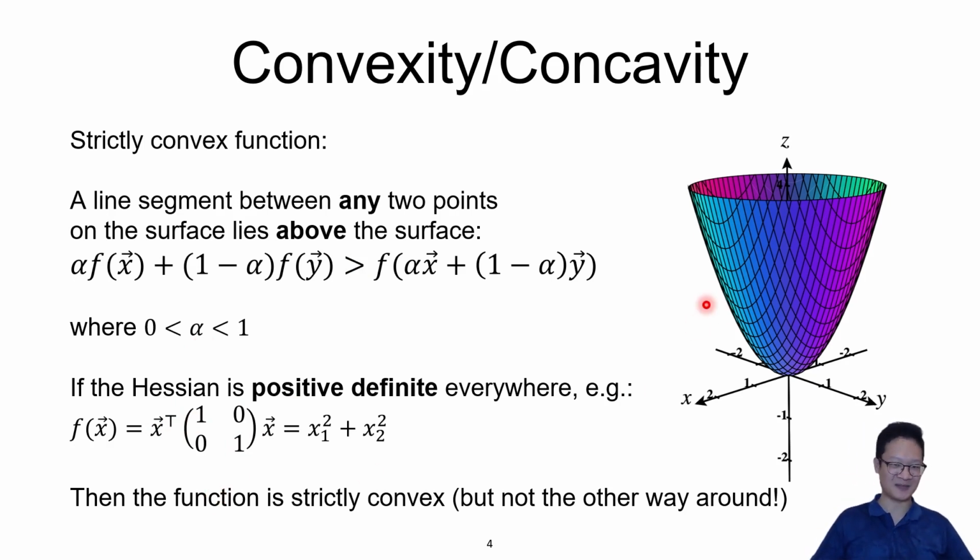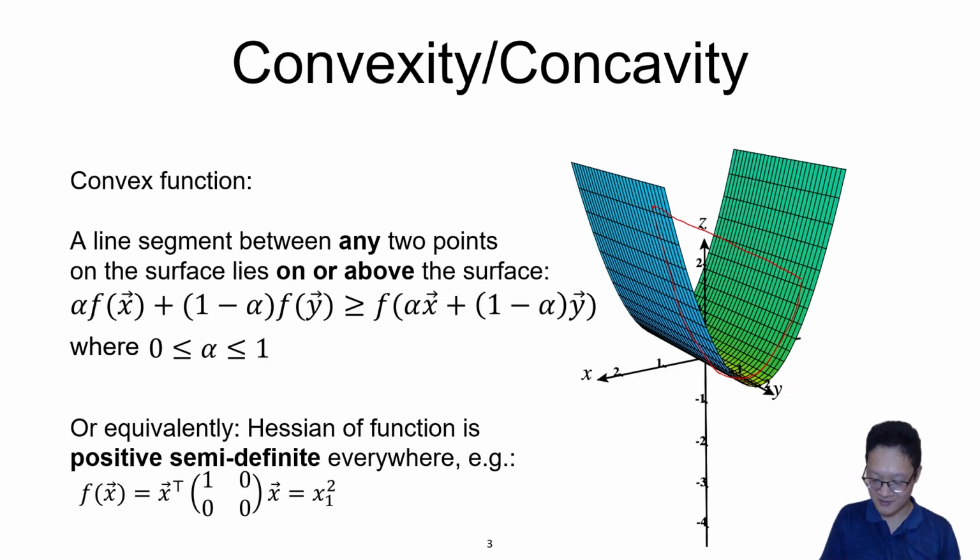You can see that this is more of a real bowl shape, right? So when you draw a line connecting 2 points on the surface of the function, you can see that the line is strictly above the surface. Whereas on the previous slide, I could have drawn this line. Let's say I pick these 2 points, and I draw a line connecting these 2 points.